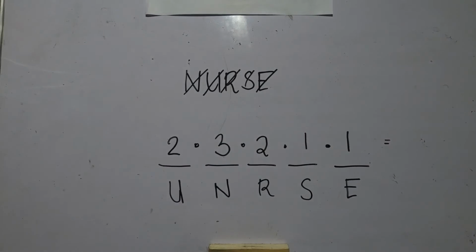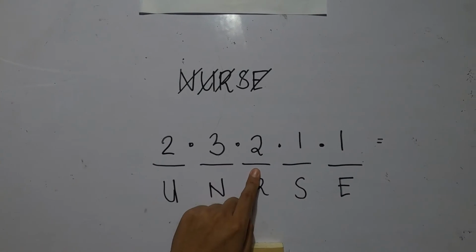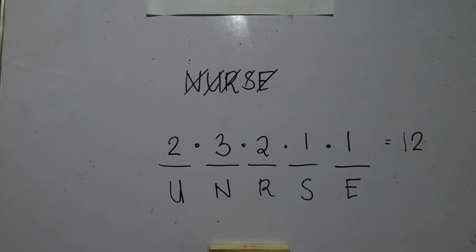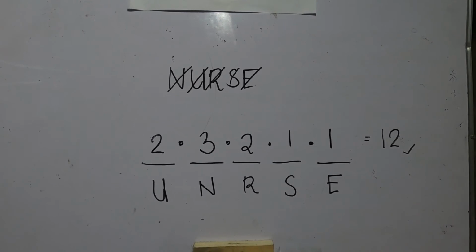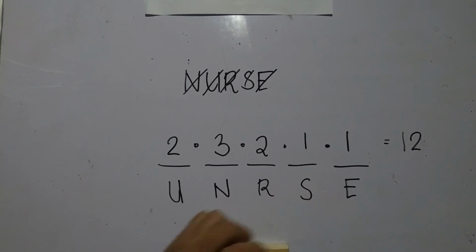By fundamental counting principle, we multiply the total outcomes for each event to happen. 2 times 3 is 6, times 2 is 12, times 1 is 12, times 1 is 12. Therefore, there are a total of 12 arrangements wherein the first letter and the last letter are vowels. And one of those 12 arrangements is the arrangement of U, N, R, S, E.